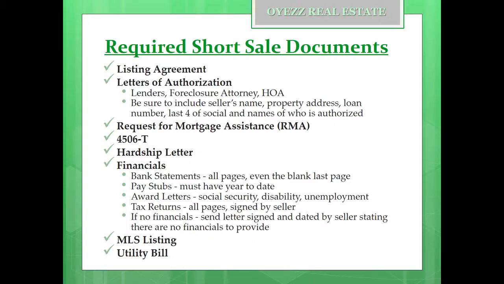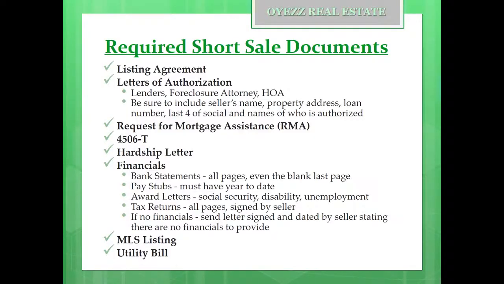One of the main things you'll also need is called a letter of authorization. For short, I'm going to say LOA. LOAs are going to be sent to the mortgage lien holders, the foreclosure attorneys, any lien holders for that matter, whether it be an HOA, a city lien, or a bankruptcy attorney. You need to have letters of authorization for all parties involved in this transaction. In this letter, you need to make sure you're including the seller's name, the property address, the loan number, the last 4 numbers of their social security, and then the names of who are authorized to speak on behalf of the seller to their bank. We have examples coming up.